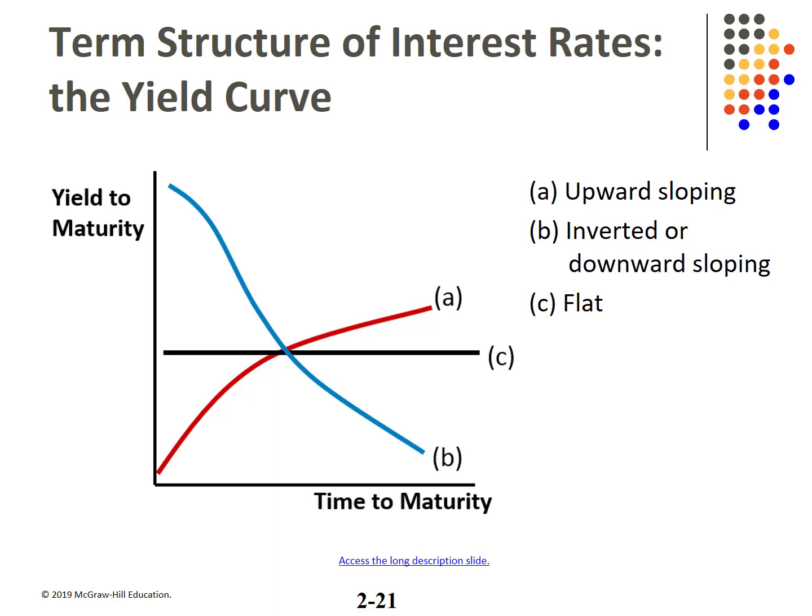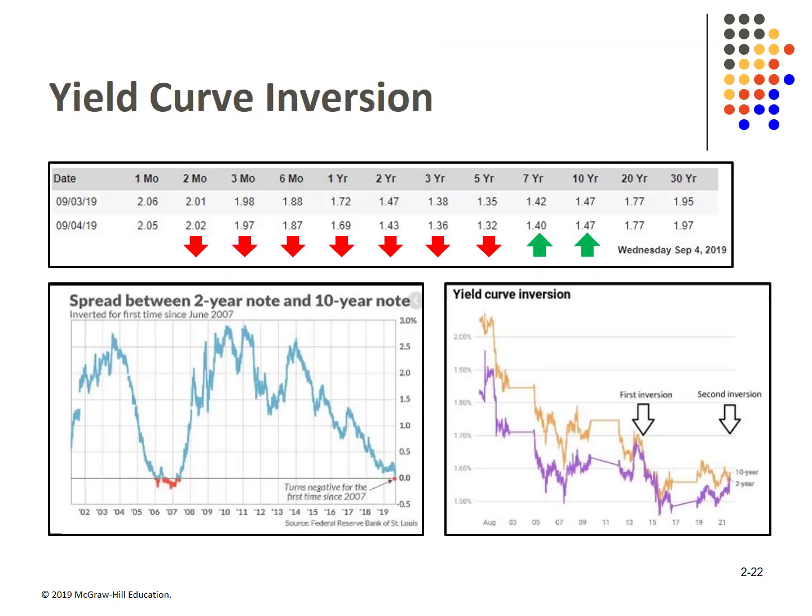Downward sloping indicates markets expect long-term rates to be lower than short-term rates. And the C, flat, very rare. Markets expect rates to stay flat. The yield curve does invert. Here's data from 2019 when we did have an inverted curve.